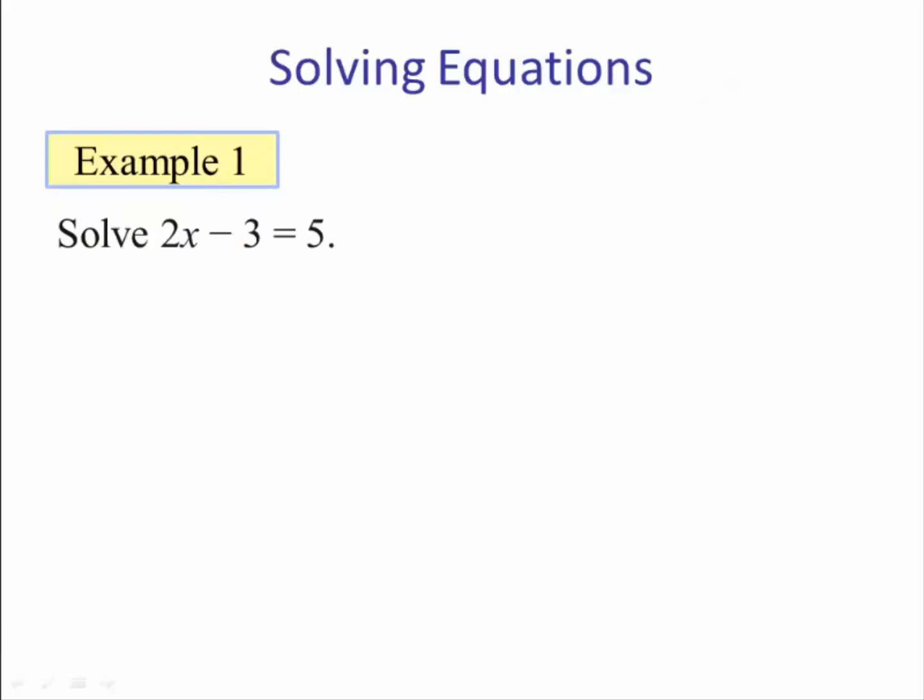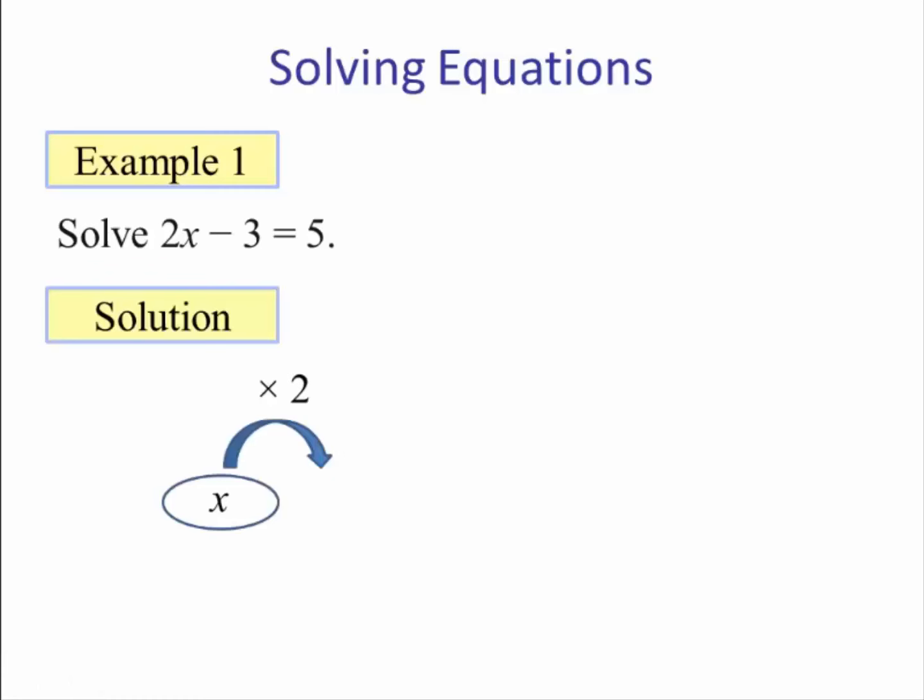Let's do an example. We have 2x minus 3 equals 5. So if you recall, we want to isolate the variable. We want to get x by itself. We need to get rid of the 2 and we need to get rid of the 3. Now this is the first case where we have two operations, and the question is what do we do first? Well, let's look at a visual.